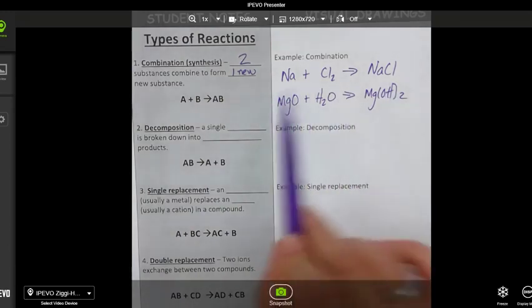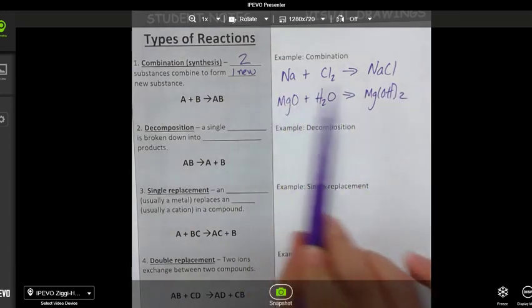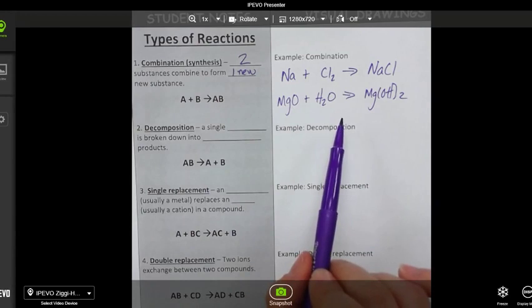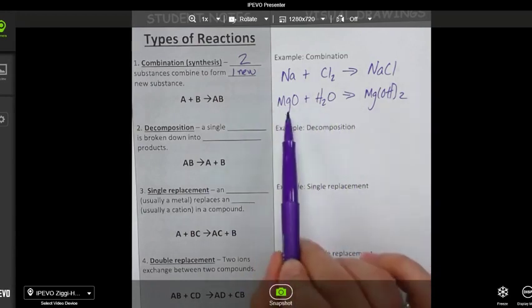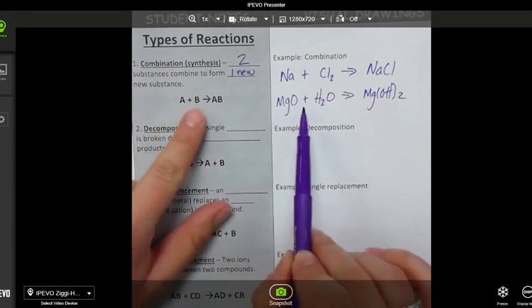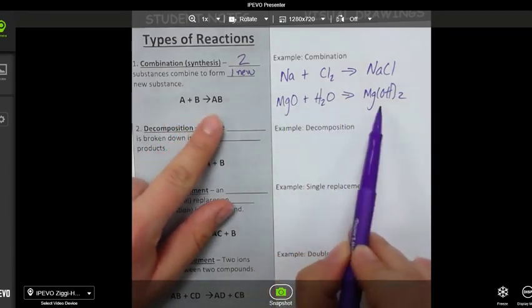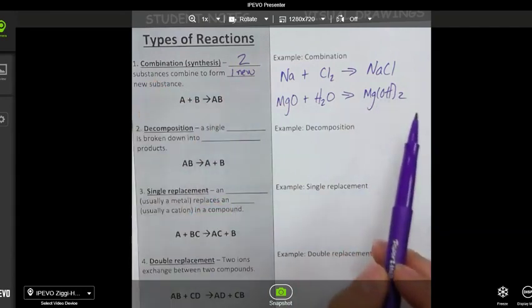Now, these are not balanced. I'm not going to spend the time to balance them. You guys already know how to do that. This is just how you recognize what kind of reaction it is. So here would be A plus B combines to form compound AB. You put them together. All right.